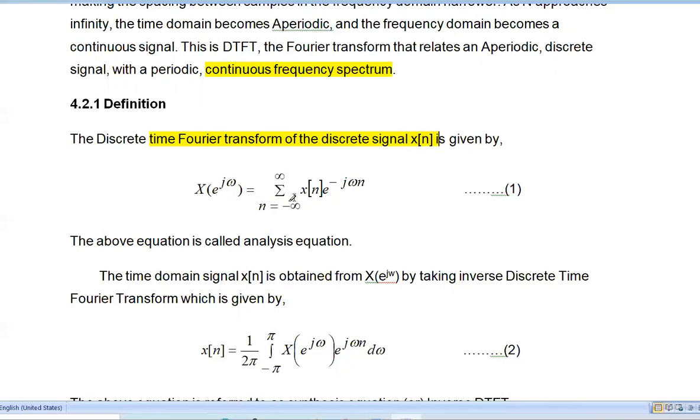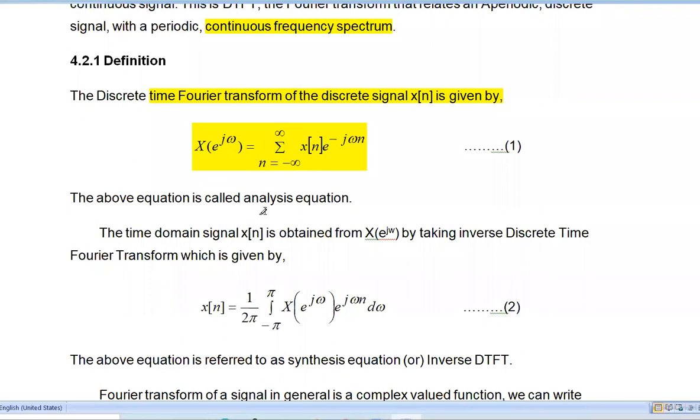In the continuous time Fourier transform, the signal x of t is continuous, so to find the Fourier transform we use integration instead of summation. Here it is a discrete signal, so we have to use the summation. The formula is the summation n equal to minus infinity to infinity of the given signal x of n into e power minus j omega n. This is the formula to find the discrete time Fourier transform.